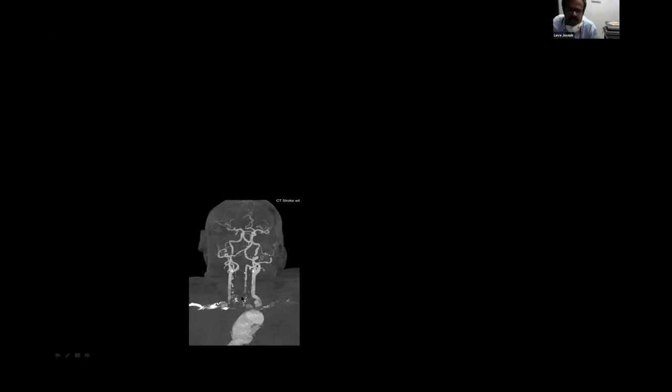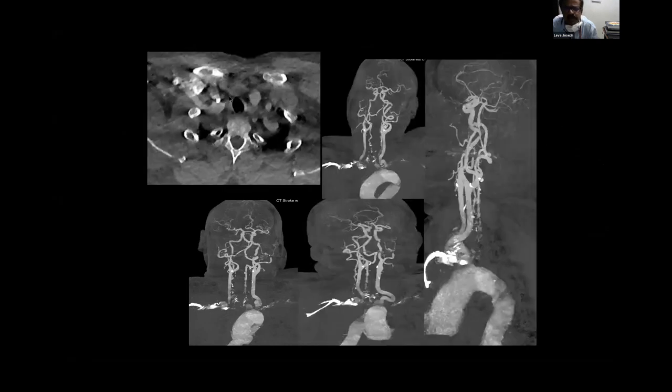They are floating, major vessels, right common carotid and vertebral, everything. Subclavian is floating, and you can see the dense contrast in the right subclavian vein. This time it is from the right side. You can ask, he said it is from the right side only, but why is it happening?